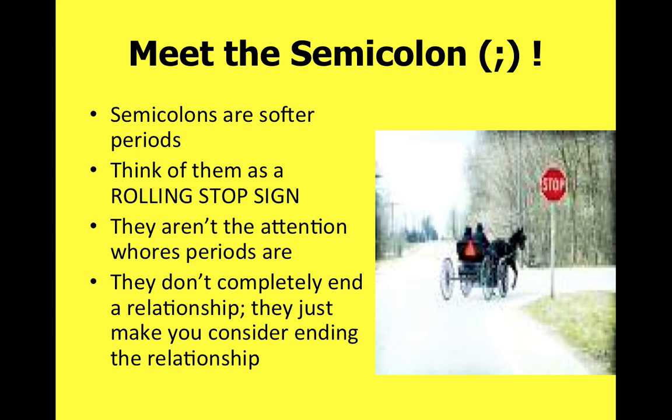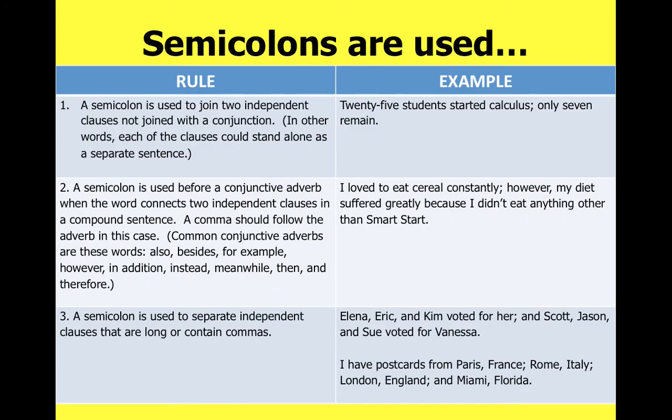Okay, so some rules for using semicolons. First, a semicolon is used to join two independent clauses not joined with a conjunction. So in other words, each of the clauses could stand alone as a separate sentence. So our example over here in the right-hand column says, 25 students started calculus; only 7 remain. Okay, so each of those clauses, 25 students started calculus and only 7 remain, are full sentences. They could totally stand on their own, but because they're so closely related, instead of putting a period between them, which could sound a little choppy, you might use a semicolon, one of those more rolling stop signs.